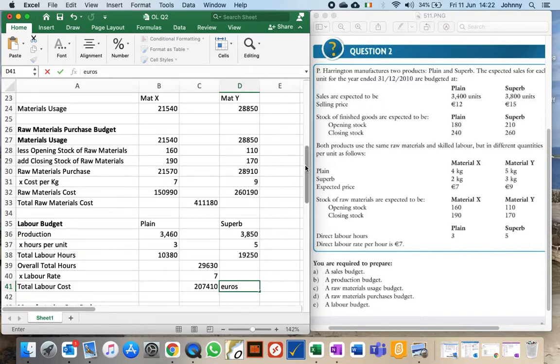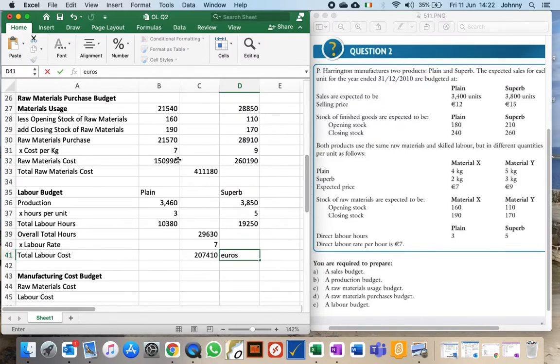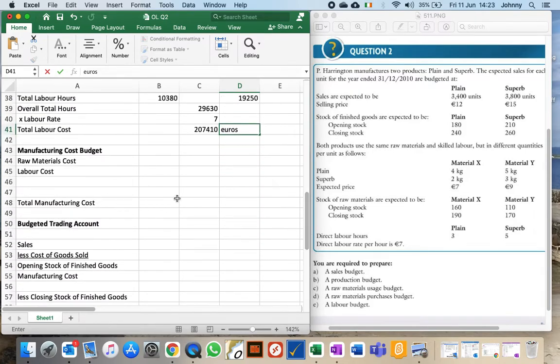Now, the last documents, in this case, you're not asked to do a manufacturing cost budget. But if you were, it's looking for the total amount of money to make your products. In this case, I have materials worked out and I have labour. So I'm going to spend 411,000 on materials, so that will go into raw materials cost. And I'll have to spend 207,000 on labour, so that will go into my labour cost. So you add those two together along with any other costs that might be given to you in the question to work out your overall manufacturing cost.